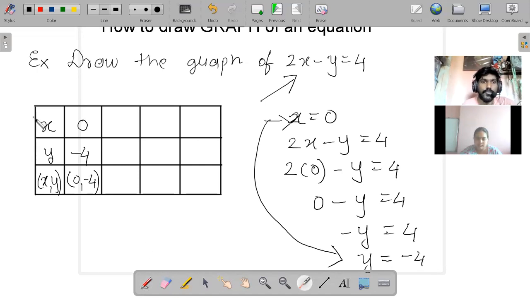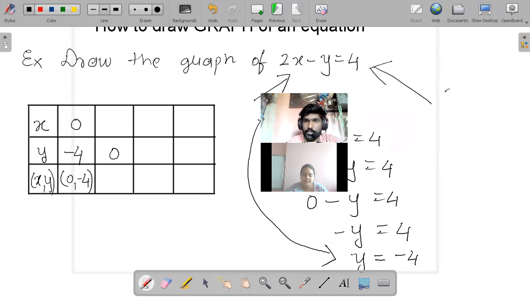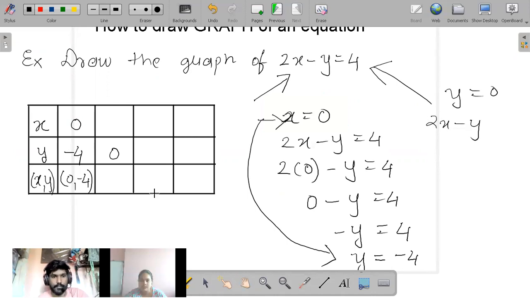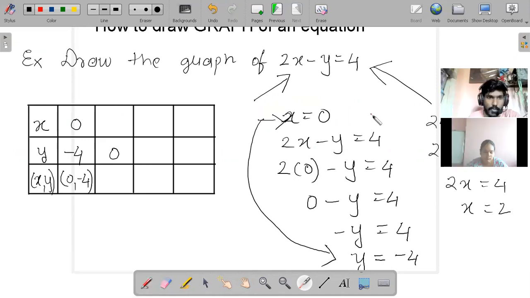Now, in the first column we took x as 0. In the second, we'll take y as 0 and see what value of x we get. In this equation, 2x minus y equal to 4, substitute y as 0. So 2x minus 0 equal to 4, this becomes 2x equal to 4, since anything subtracted from 0 goes away. So x is equal to 2. When y is 0, x is 2. I'll write 2 here, and this will become 2 comma 0.